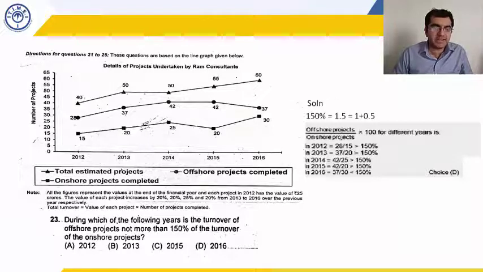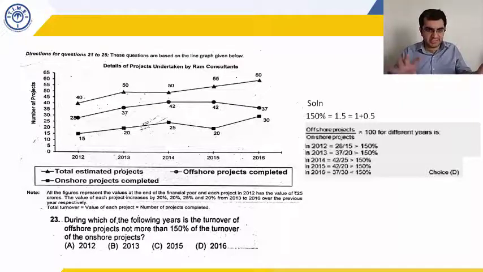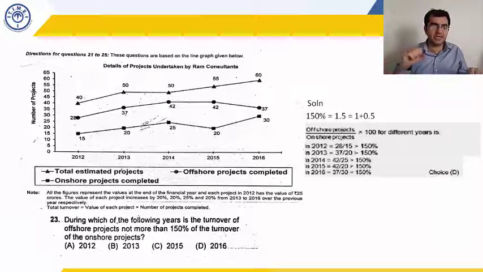So what I'm doing is that I'm quickly calculating 1.5 times of onshore projects and then comparing it with offshore. Is offshore greater than 1.5 times of onshore or not? For every year I'm checking. And I'm doing this orally, mentally.